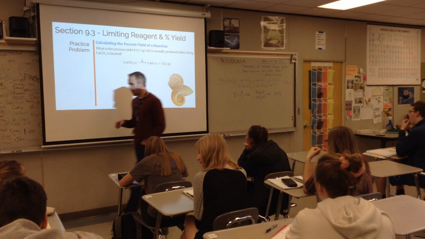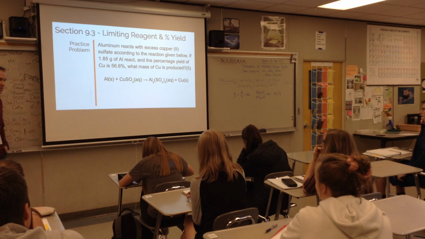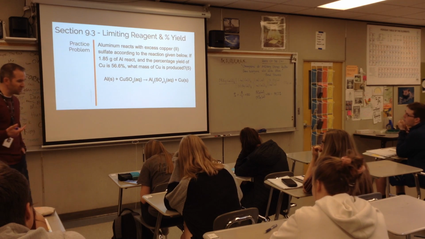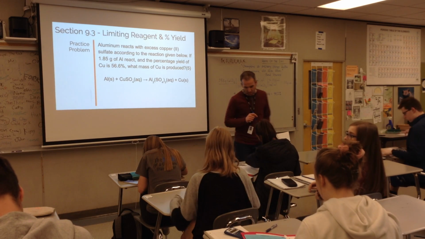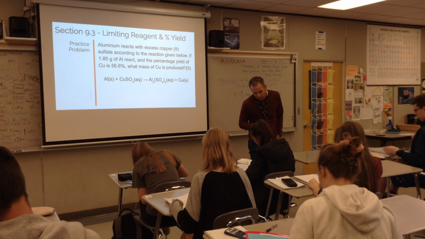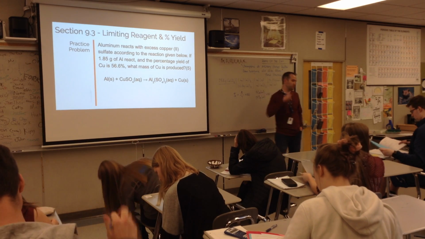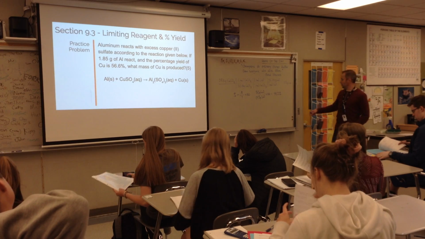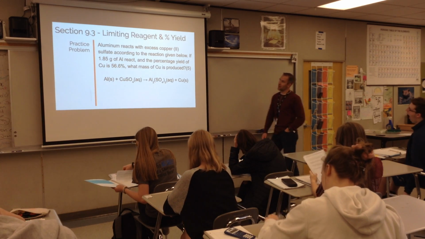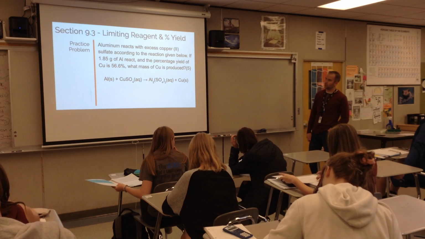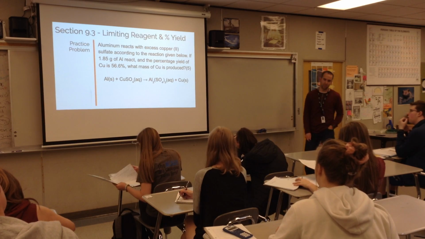Okay. Let's look at one more practice problem before we go to the lab. In this instance, we're going to determine our actual yield. This is problem number 7 on the first sheet of one of the homework assignments. Looking at this problem, it says aluminum reacts with excess copper 2 sulfate according to the reaction given below. If 1.85 grams of aluminum reacts, and the percentage yield of copper is 56.6%, what mass of copper is produced?